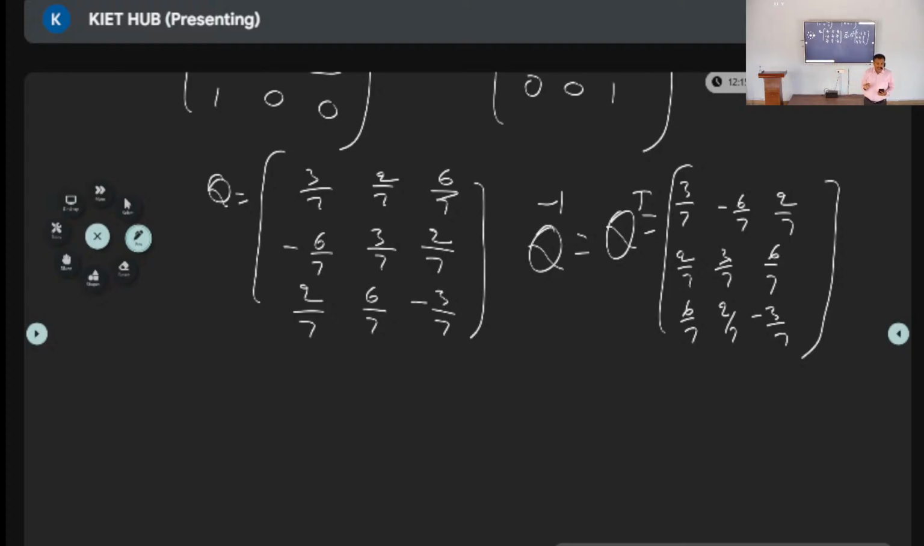See, without knowledge of the property of orthogonal matrices, it is difficult to answer it. For Q inverse, what would you do? Adjoint divided by determinant takes a lot of time. Next.